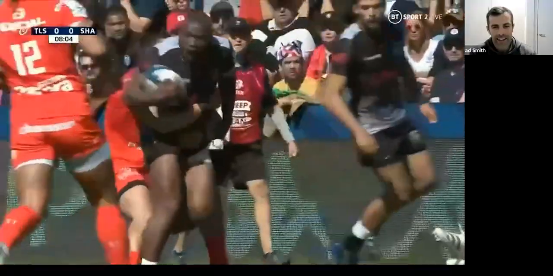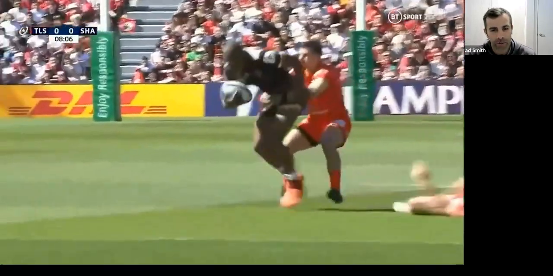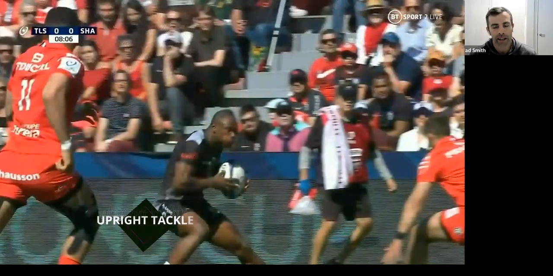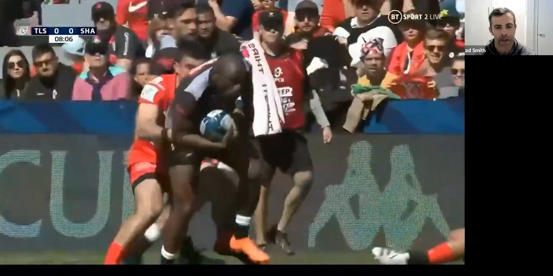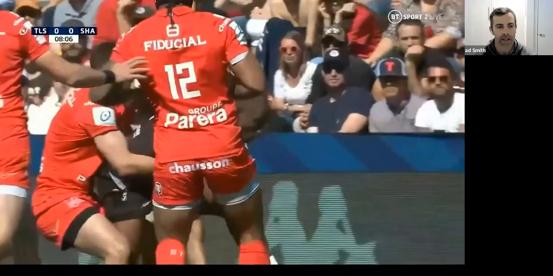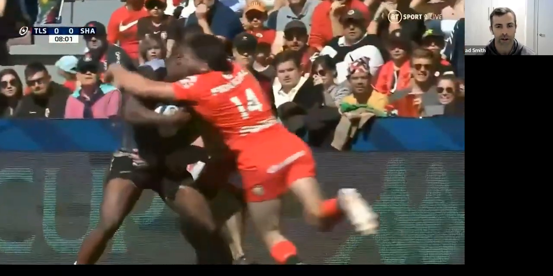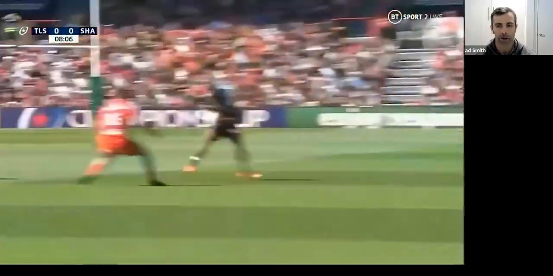Yeah, it's an interesting clip. Again, it's a poor tackle technique. It's an upright tackle. You see, probably the fault is the speed that the tackler is moving into the contact, he sort of loses all control, and then the late direction, the step back in, probably catches him by surprise a little bit.